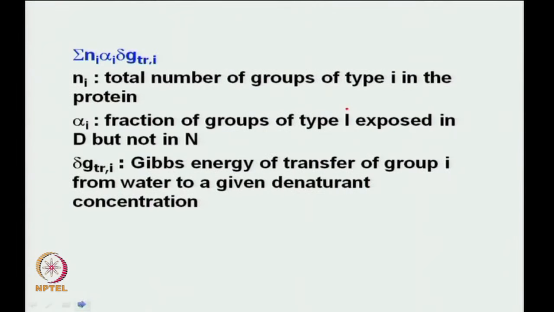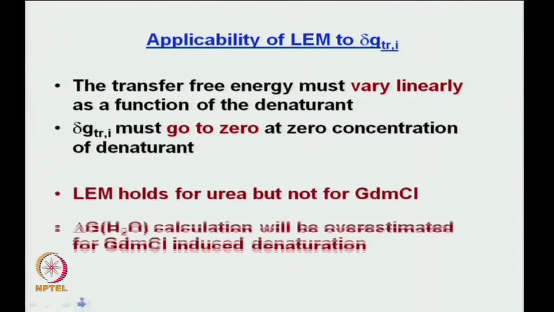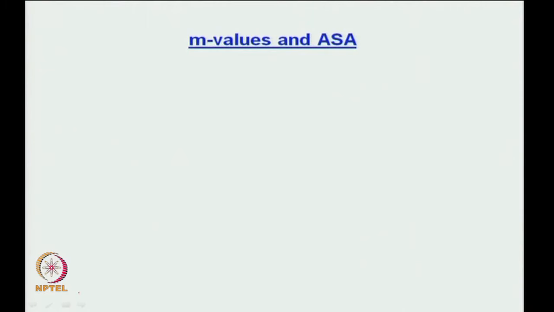So, what do we have next? Let us see. So, we talked about the applicability. Now, M values, the dependence of M values on accessible surface area. Remember this accessible surface area we talked about? When did we talk about it? When we were talking about the hydrophobic effect, right.